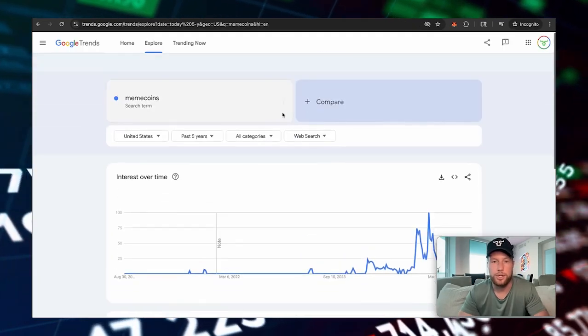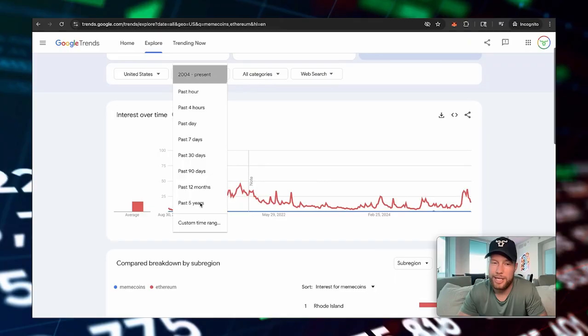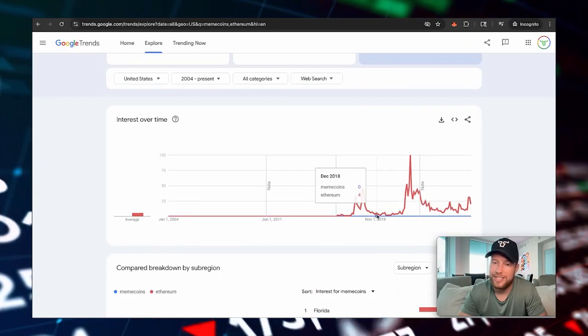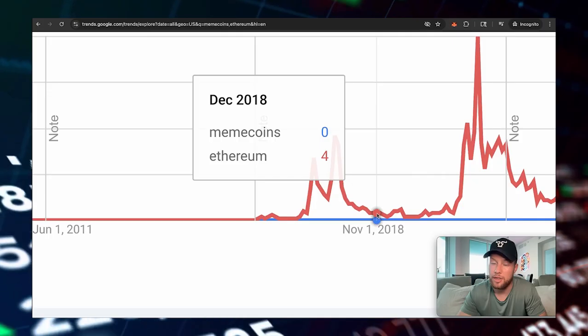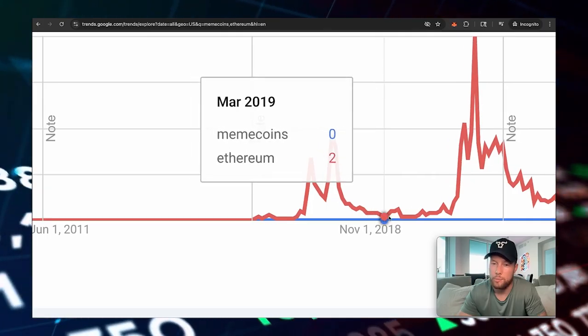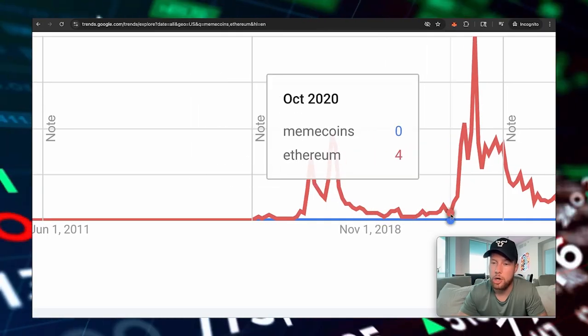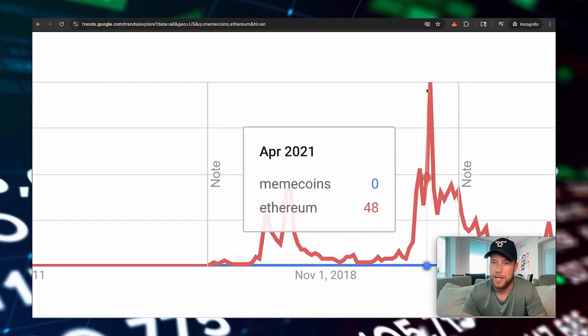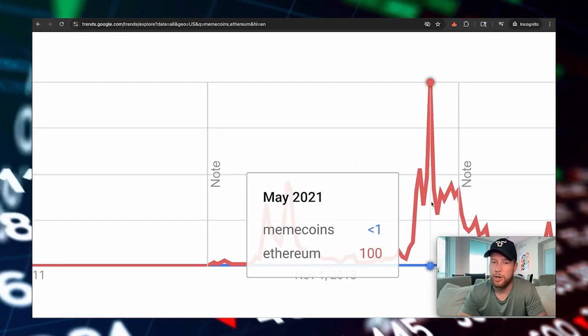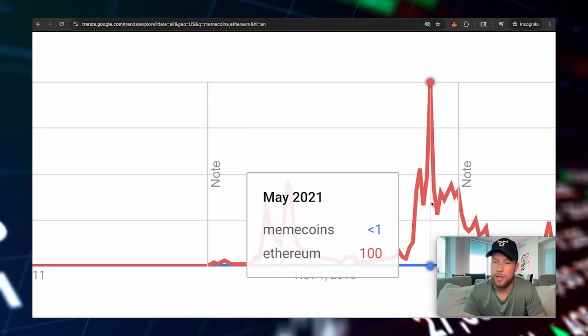We can even go back to Google Trends. We can type in Ethereum here, sort based on 2004 to present. And look at this. On December of 2018, Ethereum was 4 out of 100. Nobody cared about Ethereum at that point. So we were in full-blown bear market. And it wasn't until after October of 2020, Ethereum was still at a 4, then it erupted to the upside and retail started diving back into the market. And by May of 2021, Ethereum was 100 out of 100.